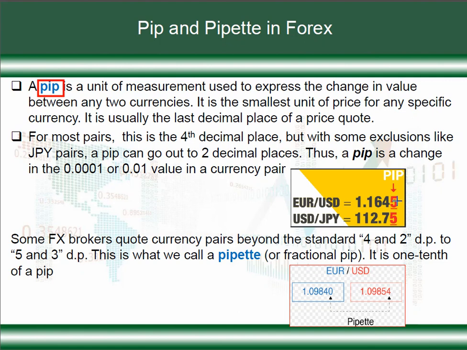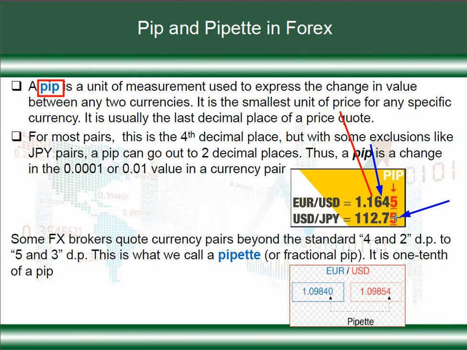So a pip is the smallest change in the value. Now, for most currency pairs, and indeed currency pairs that do not have the yen. But for currency pairs that have the Japanese yen, JPY, they are usually quoted in 2 decimal places or points. In this case, like 112.75, not 4. So when it is like this, the second decimal place or point is your pip.